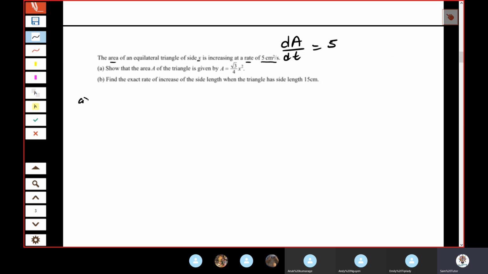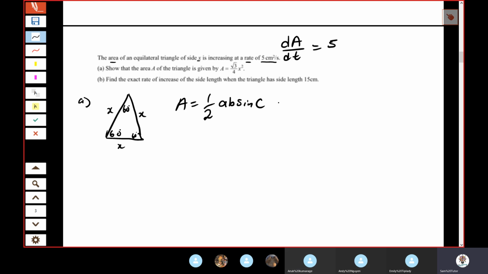Okay, part A. Show that the area of the triangle is given by this. It does not say anything to do with rate, so we're just finding the area of a triangle. Equilateral, and each length is x, each angle 60. What do I use to find the area? Half base times height? Actually, never mind, half AB sine C.